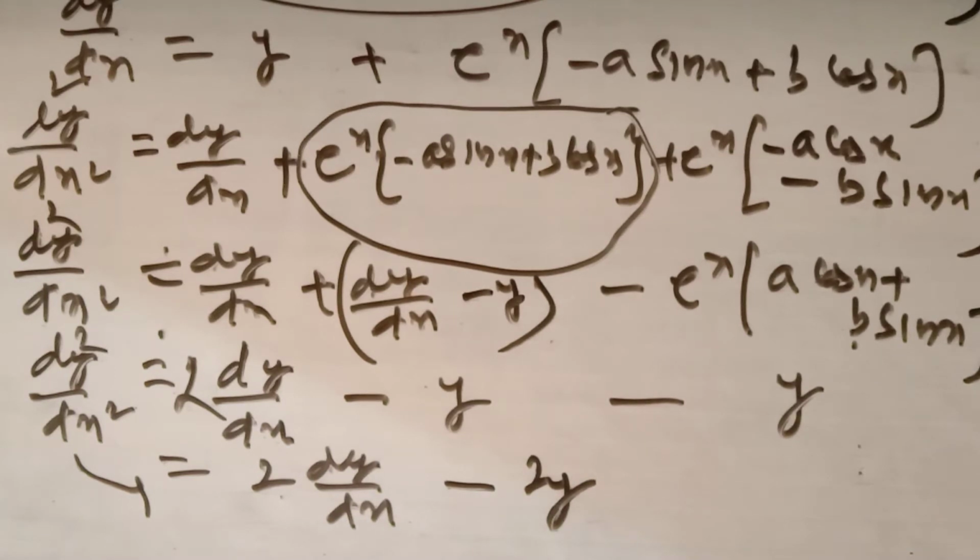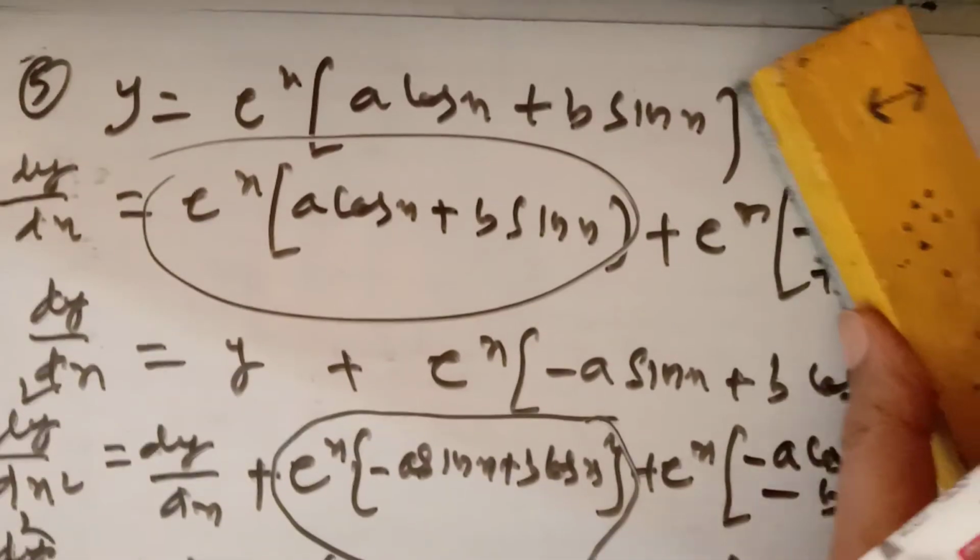So the second derivative is equal to 2 dy/dx minus y, which is the differential equation of question number 5. In questions 1 to 5, the equation is already given. But from question number 6 onwards, the equation is not given. Instead, a family of curves is given, and you have to write the formula for the family of curves for questions 6 to 10.